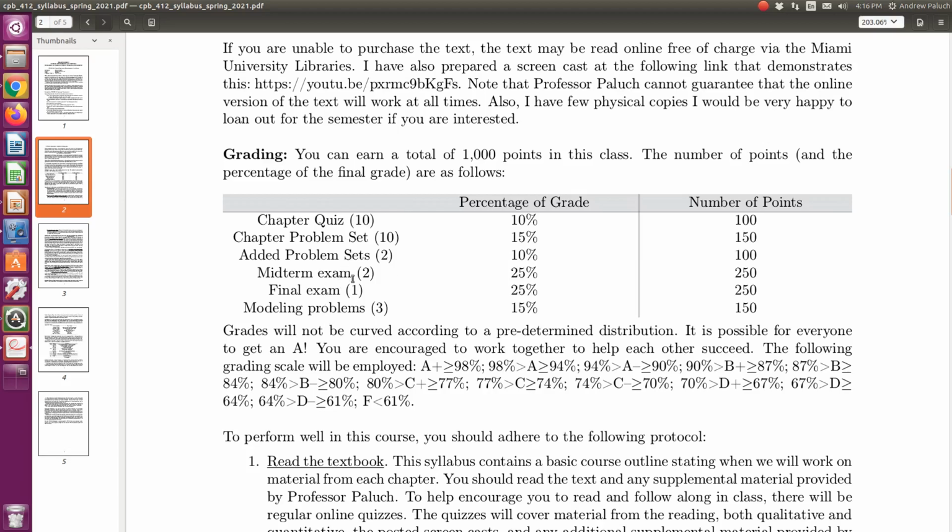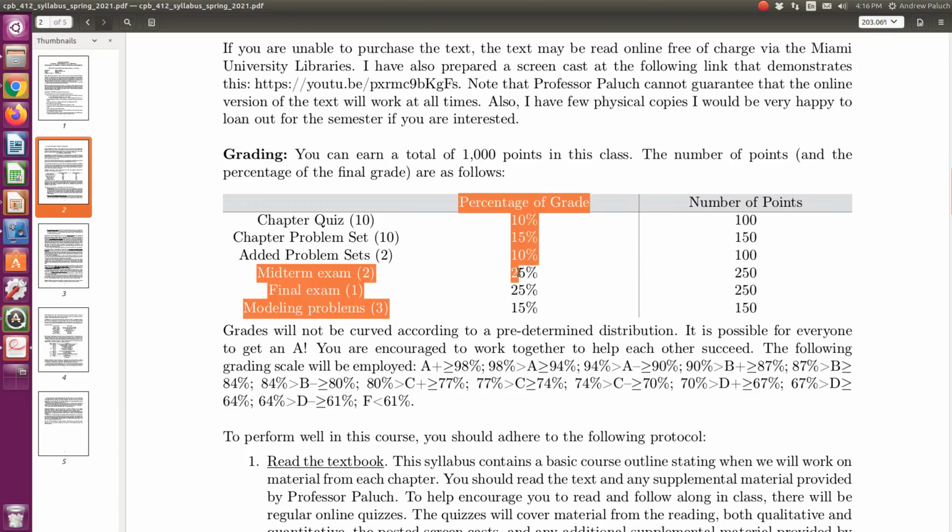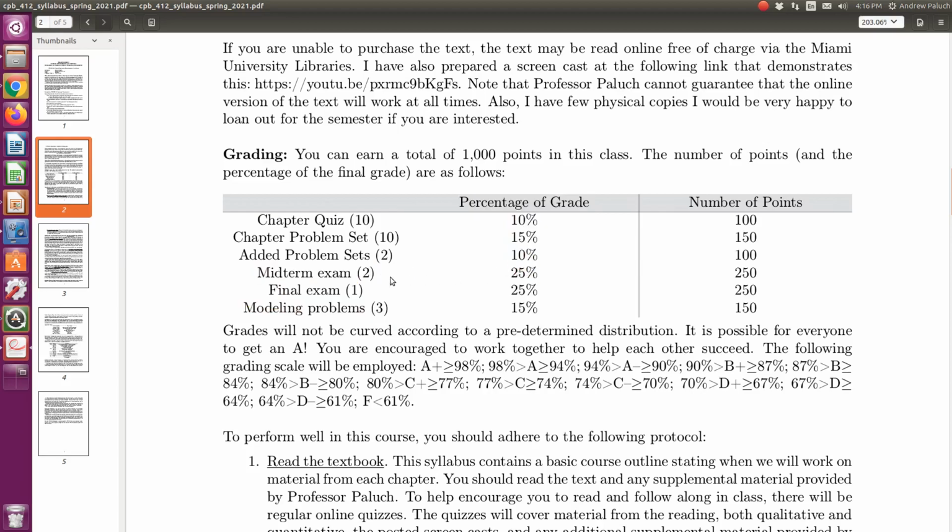Now, edited problem sets, so I have listed two of them, 2 midterm exams, final exam, and modeling problems. Okay, so what's an edited problem set and what's going on here? Okay, so what's going on here is midterm exams. So we've got 2 midterm exams listed. We're at 25% of your grade.